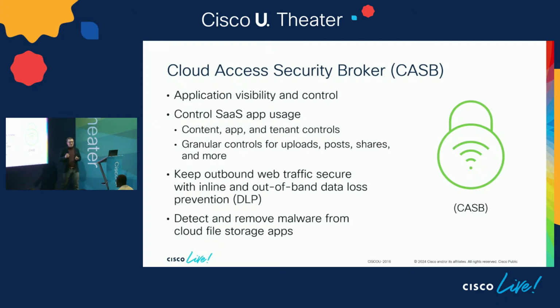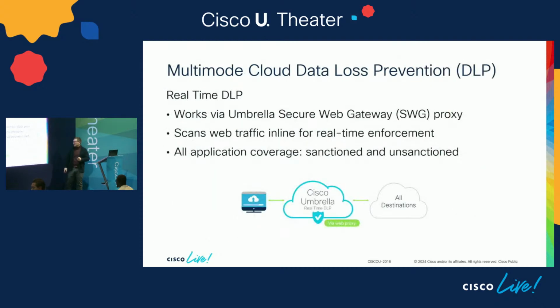So data loss prevention is about detecting or also blocking any sensitive information leaving your organization. Sensitive information such as personally identifiable information, etc. And cloud malware protection is how to detect and remove malware from cloud file storage applications, as we'll see.